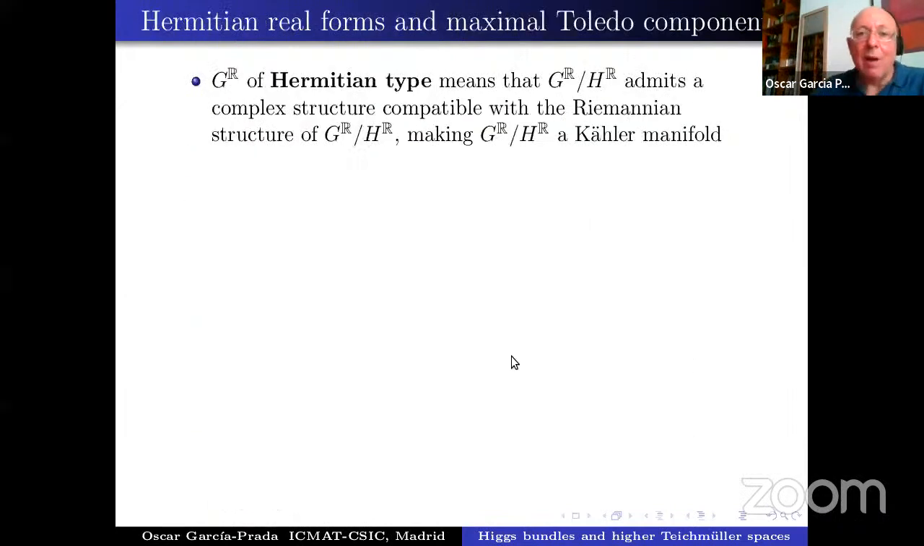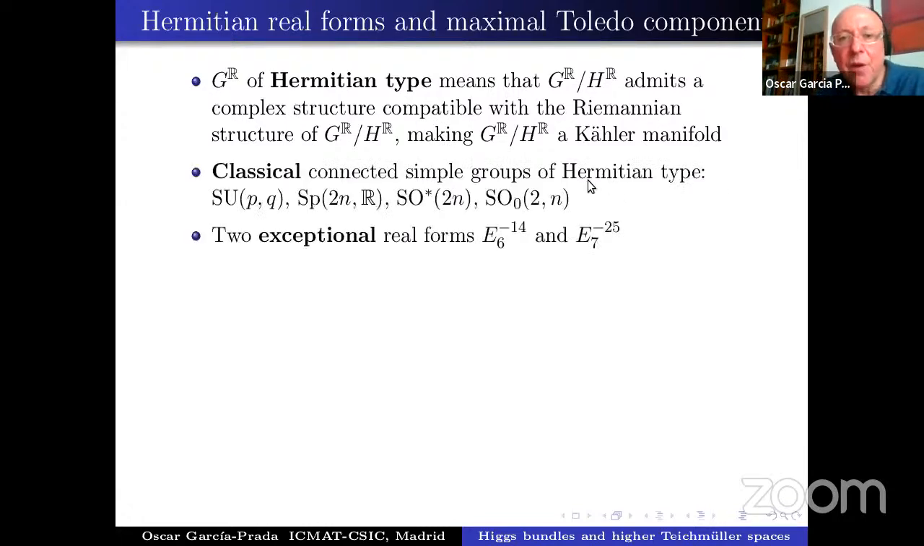Okay, now, let me go to the other second family of groups. These are the groups of Hermitian type, and this simply means that the symmetric space here admits a complex structure compatible with the Riemannian structure. And because of invariance, homogeneity, this is actually a Kähler manifold.